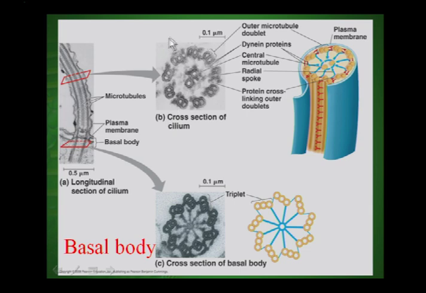They're composed of 9 doublets of microtubules with a central core of a doublet of microtubules. And then at the base of those, there's a structure that's actually identical to the structure of a centriole, and it's called a basal body. And the basal bodies control the function of the cilia or flagella, although there's a lot of question as to how they do that.